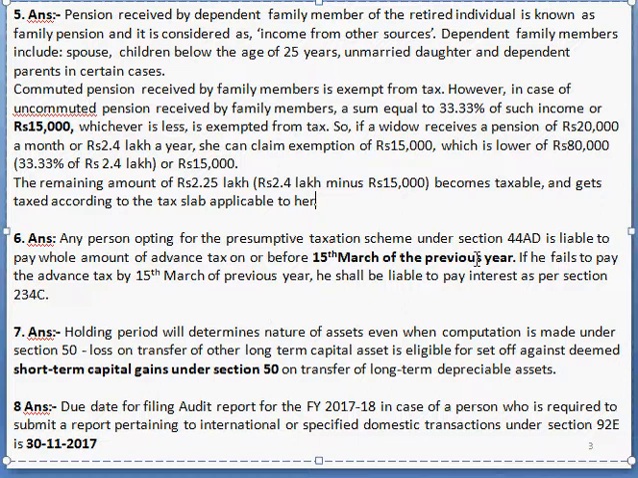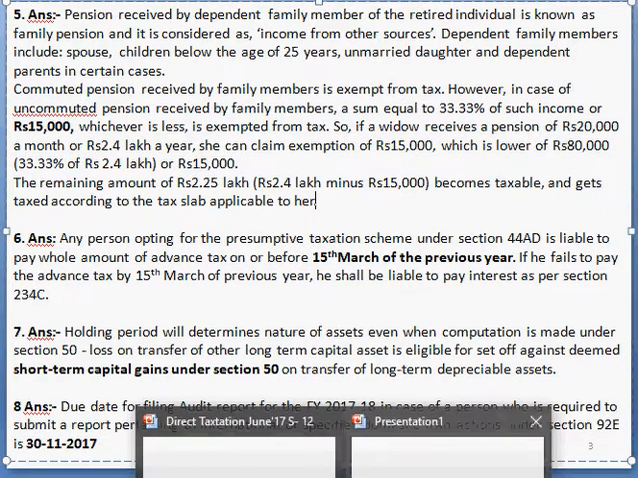There are two sections we have read. Section 44AD says that up to 15th March of the previous year you have to pay the advance tax, and as per section 234C, interest will be payable if you did not pay by 15th March.